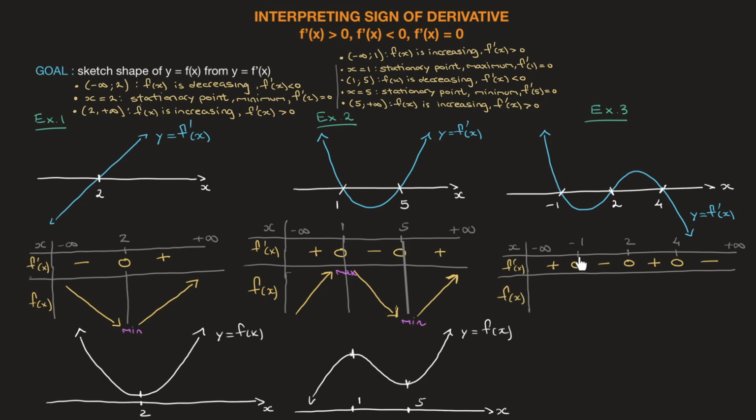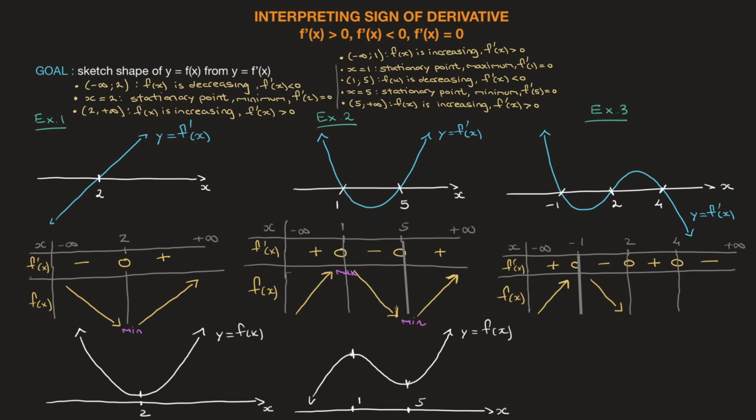Remember, underneath any x values at which the curve crosses the x-axis, I now draw vertical lines in my table. So that looks something like this. I have one vertical line here, another one here, and another one here. And now I focus on f of x. So for x values between negative infinity and negative 1, the derivative is positive, so f of x must be increasing.